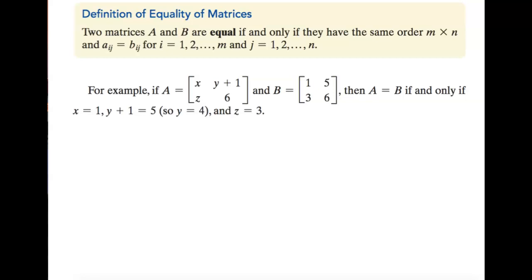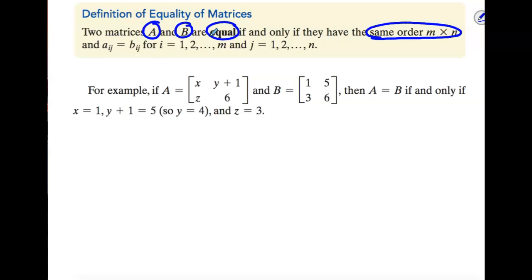All right, this video is going to be working with adding and subtracting matrices. In this yellow box it says two matrices are equal if they have the same order. So if we have matrix A and matrix B, they're equal if they have the same order, so the number of rows and the number of columns.